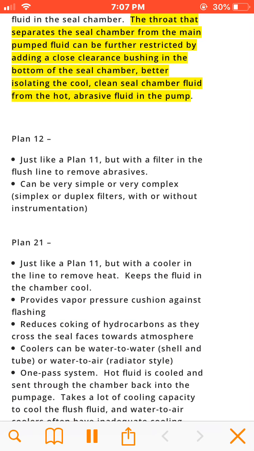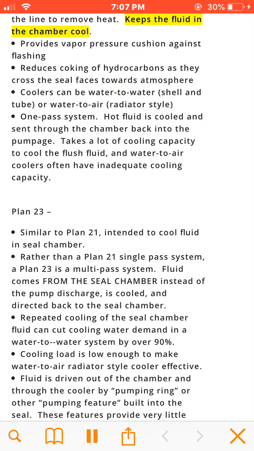Plan 12, just like a Plan 11, but with a filter in the flush line to remove abrasives. Can be very simple or very complex. Simplex or duplex filters, with or without instrumentation. Plan 21, just like a Plan 11, but with a cooler in the line to remove heat, keeps the fluid in the chamber cool. Provides vapor pressure cushion against flashing, reduces coking of hydrocarbons as they cross the seal faces towards atmosphere. Coolers can be water to water, shell and tube, or water to air, radiator style. Single pass system. Hot fluid is cooled and sent through the chamber and back into the pump. It takes a lot of cooling capacity to cool the flush fluid, and water to air coolers often have inadequate cooling capacity.